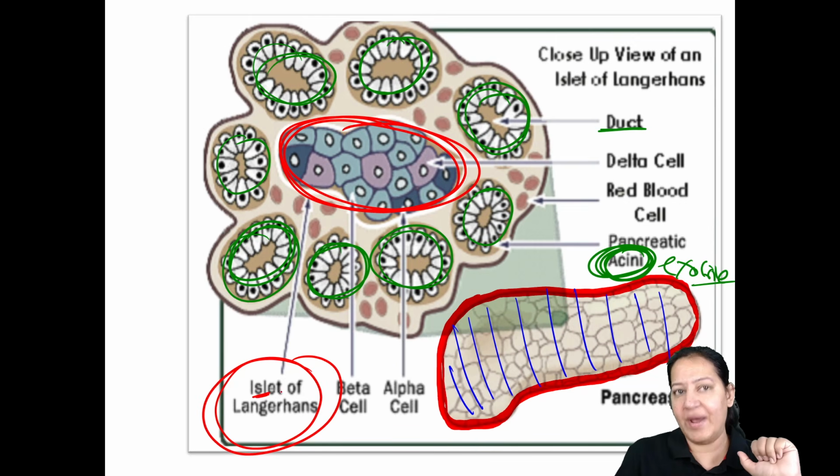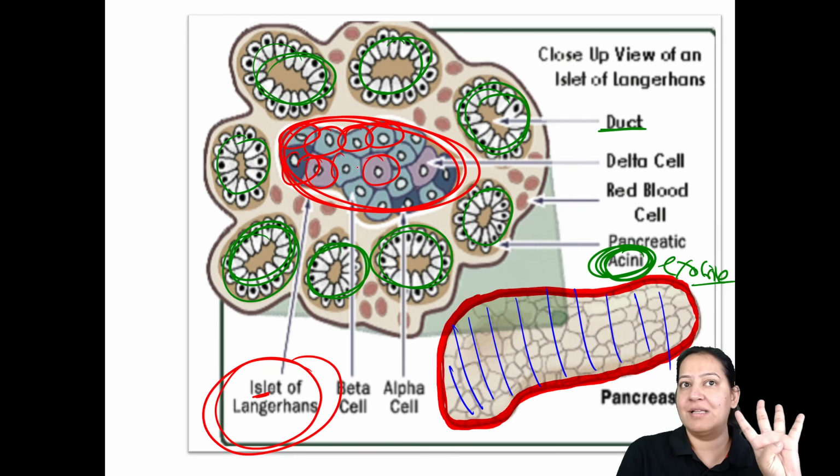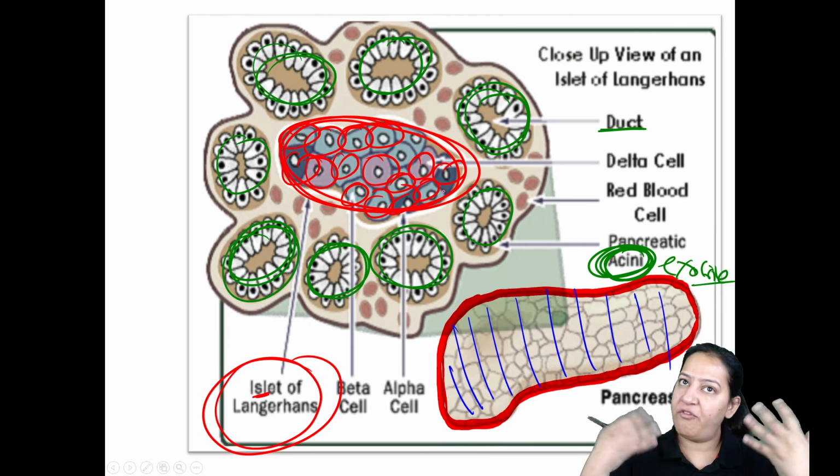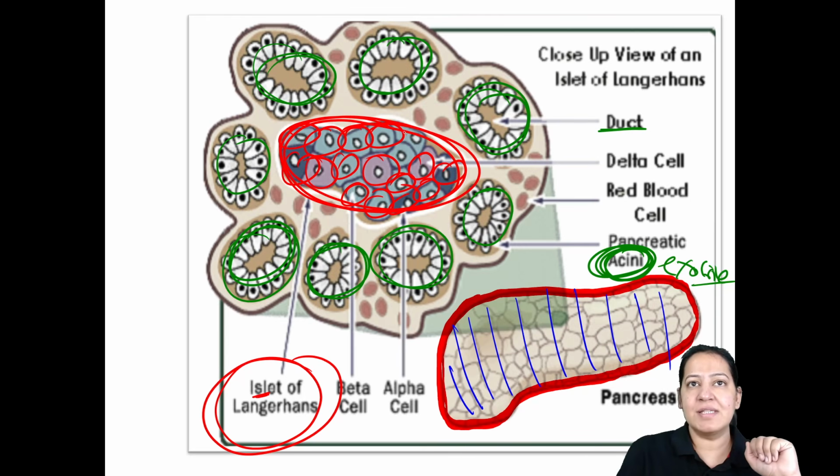The s is silent, right? It is known as the islet of Langerhans. It is a collection of multiple cells. There are basically four types of cells. Four different types of cells are there. I will tell you the names, and they secrete four different hormones. So can you see, this is the endocrine portion, known as the islet of Langerhans, endocrine, right?